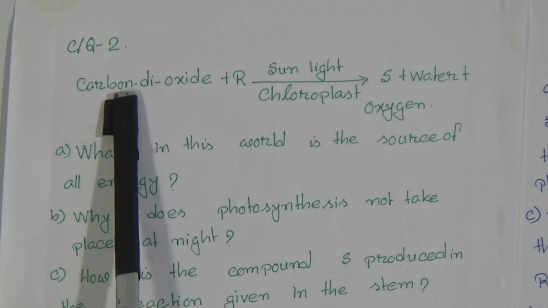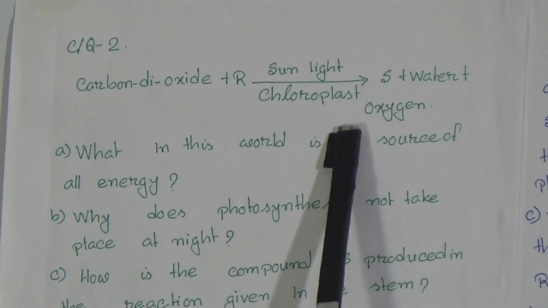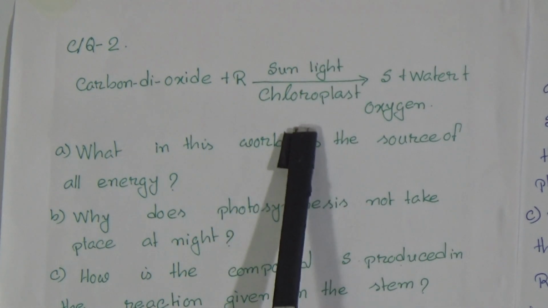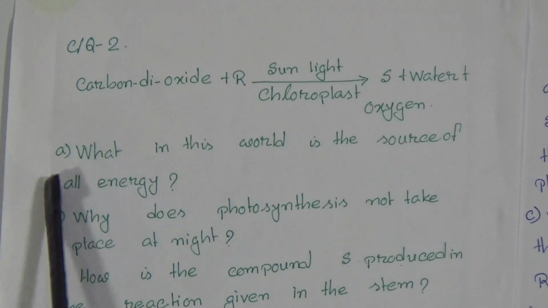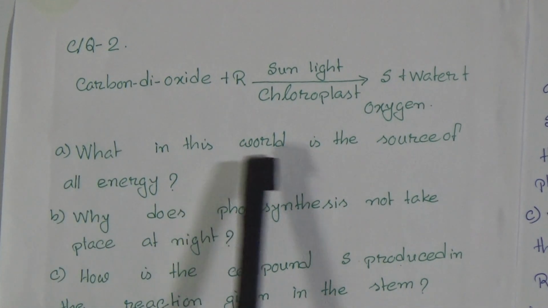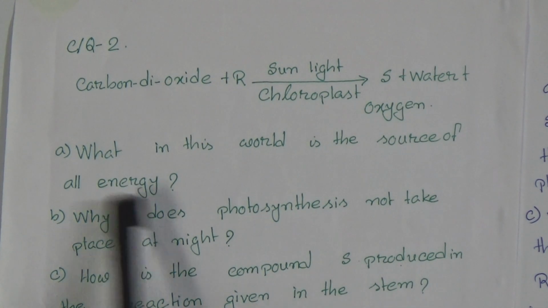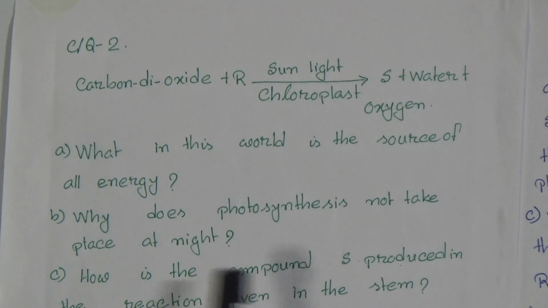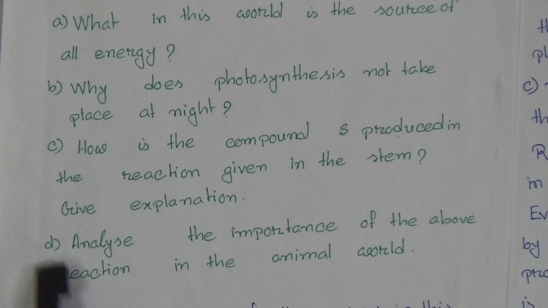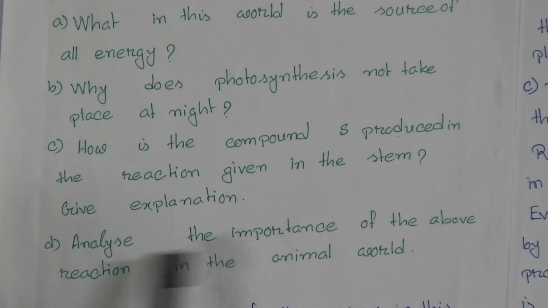CQ number 2. Here is the reaction: carbon dioxide plus R, in the presence of sunlight and chlorophyll, produce S plus water plus oxygen. Now A. What in this world is the source of all energy? Number B. Why does photosynthesis not take place at night? Number C. How is the compound S produced in the reaction given in the stem? Give explanation. Number D. Analyze the importance of the above reaction in the animal world. There is the stem and question of your CQ number 2.